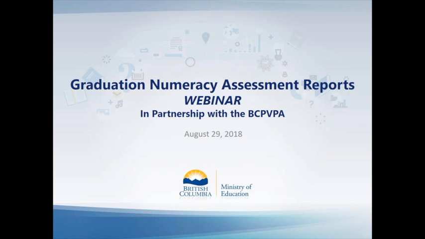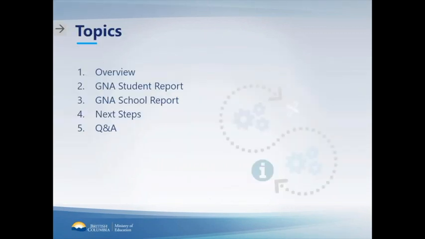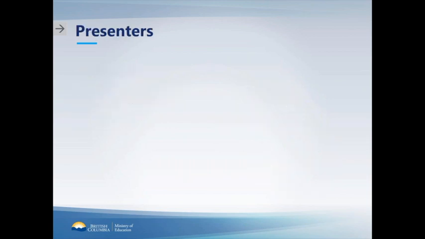We'll try to go through this slide deck quite quickly so that we can leave some time for questions and try to get to some of your burning issues that you may want to ask as well. Today, just wanted to get into the Graduation Numeracy Assessment reports and what those are looking like and what they entail, and hopefully that's some new information for you at that level. I'm going to do a quick overview, talk about the reports, the student reports, the school reports, some things around next steps, and then, as I say, get to those Q&As at the end.